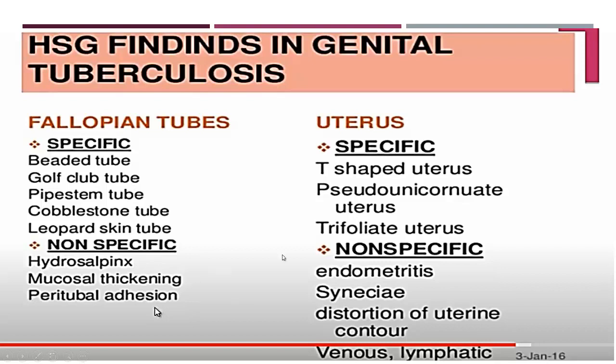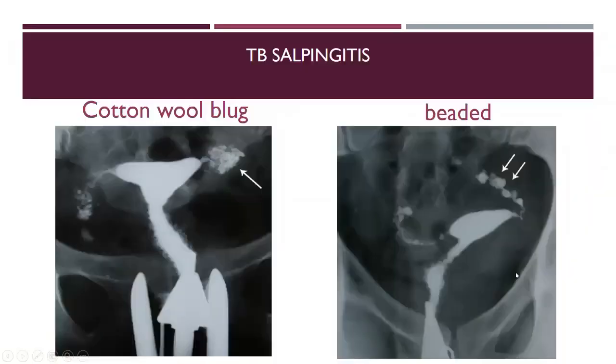adhesions. In the uterus, the specific findings are the T-shaped uterus, the cystic appearance of the uterus due to endometritis, pseudo-unicornuate uterus, trifoliate uterus, as we have seen in a previous slide, with adenomyosis. Non-specific findings are endometritis, synechiae, distortion of the uterine contour with venous and lymphatic intravasation.